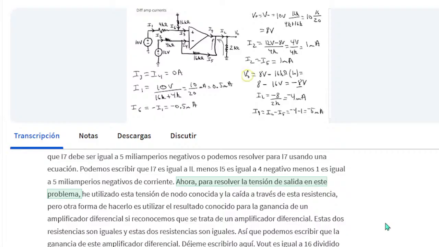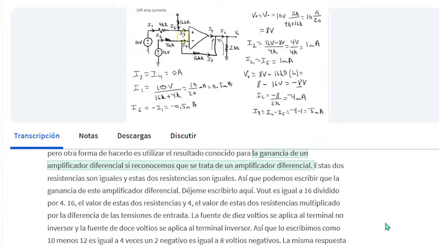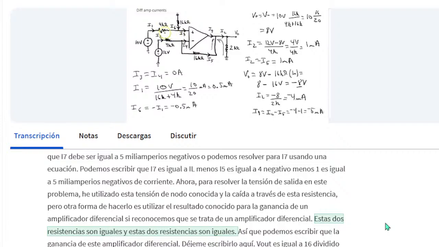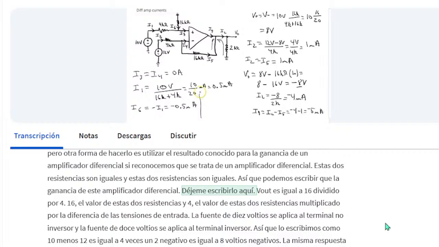Now, in solving for the output voltage in this problem, I used this known node voltage and the drop across this resistor. But another way to do it is to use the known result for the gain of a differential amplifier, if we recognize that this is a diff amp. These two resistors are equal, and these two resistors are equal. So we can write that the gain of this diff amp, let me write it here, Vout is equal to 16 divided by 4, 16 the value of these two resistors, and 4 the value of these two resistors, times the difference of the input voltages.